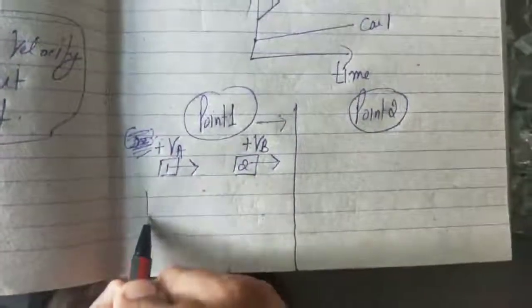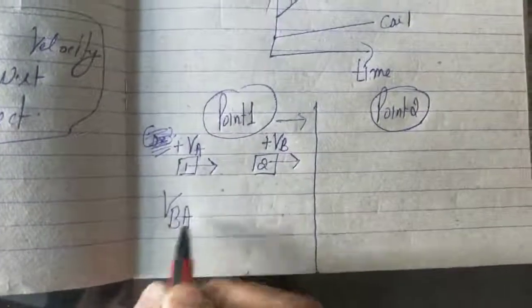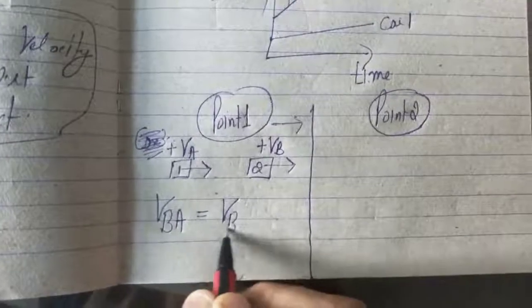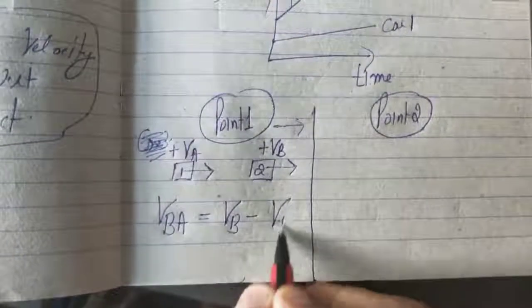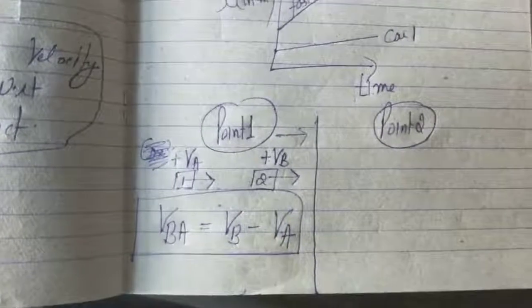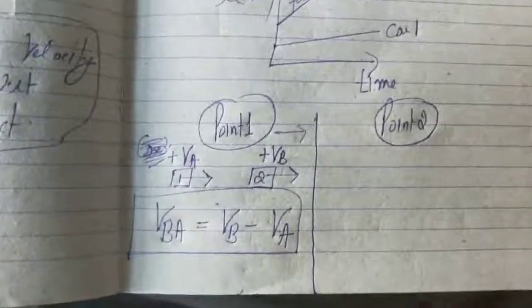So what is the relative velocity of B with respect to A? So what is the velocity? Velocity of B minus velocity of A. So this is the relative velocity of two objects which are moving on the road in the same direction. So this is the relative velocity.